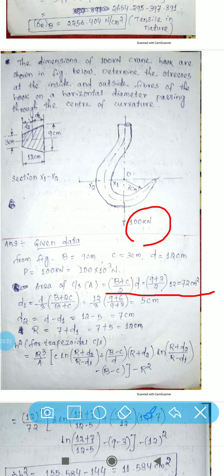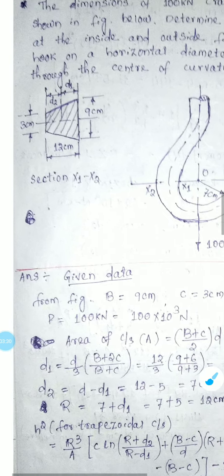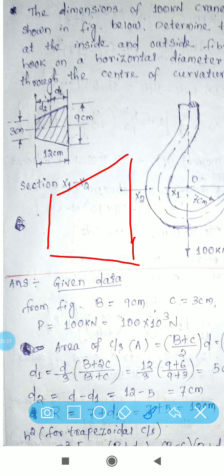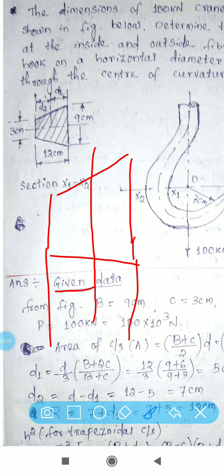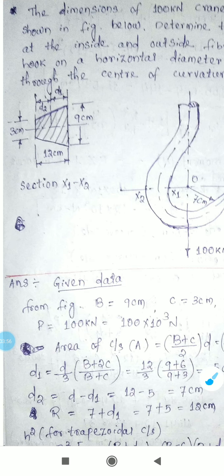Then calculate D1. Which one is your D1 and which one is your D2? See the sections x1 and x2. This is your trapezoidal cross section. This is your centroidal axis. From the centroidal axis to the left side fiber is D2, and to the right side fiber is D1. These are all the details of a trapezoidal cross section.